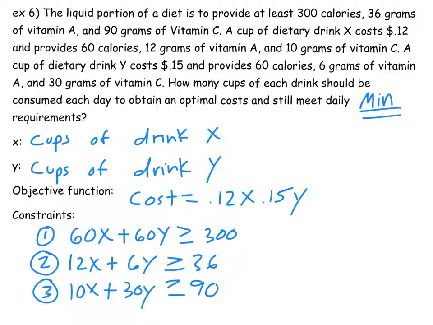Okay, so we get to the same spot as the other one. We got our variables. We know we're supposed to be minimizing this one. We've got our objective function and our constraints. Okay, so again, where we'll pick up in the second day is it's time to graph.